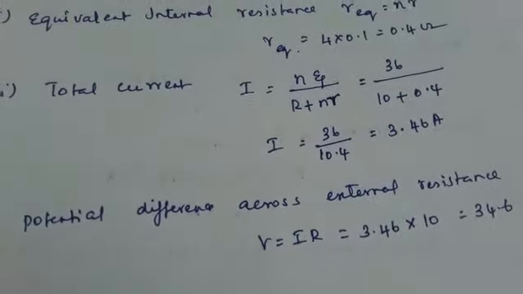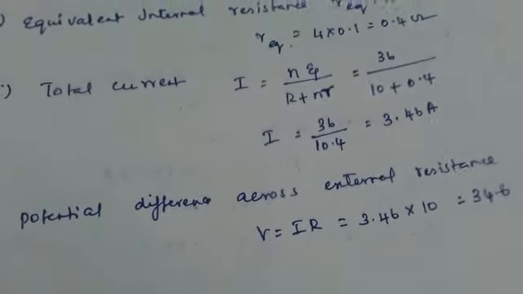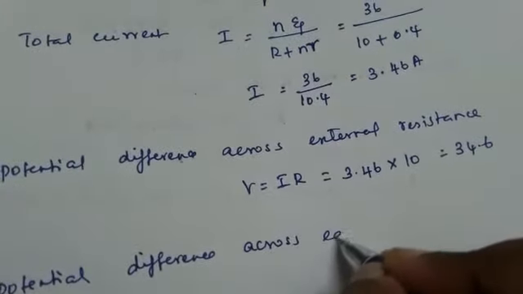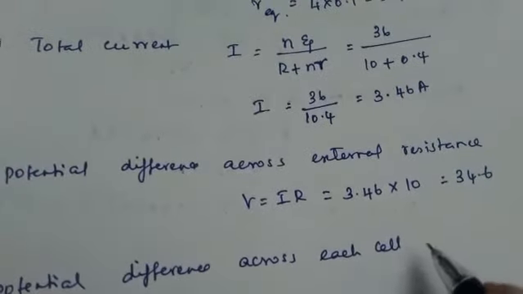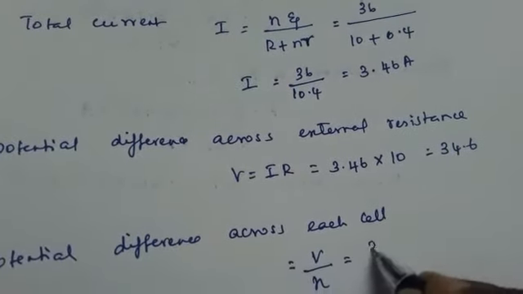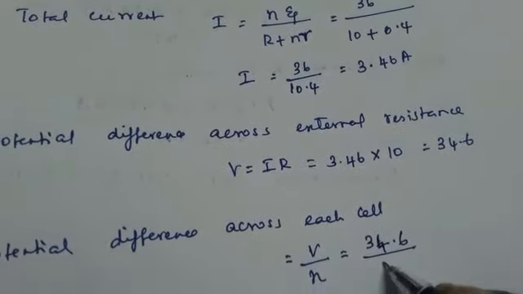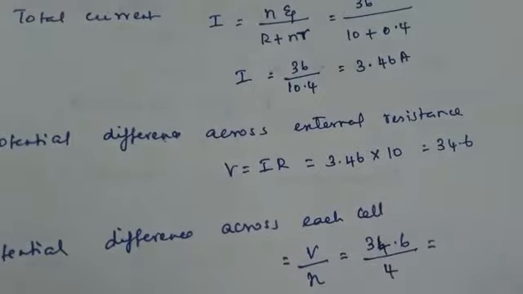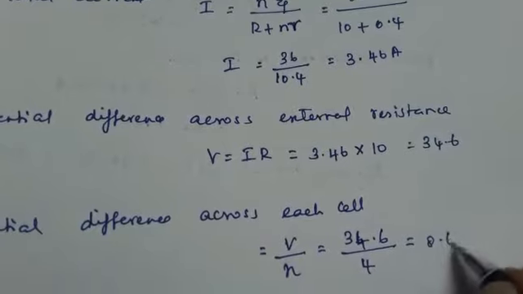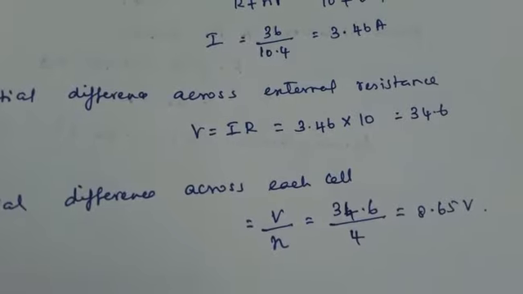The last part is the potential difference across each cell. So what is the total potential? V. How many cells are there? 4 cells are there. So that is 34.6 divided by 4. This is the total potential there. So 34.6 divided by 4 is 8.65 volt. So this is the potential difference across each cell.